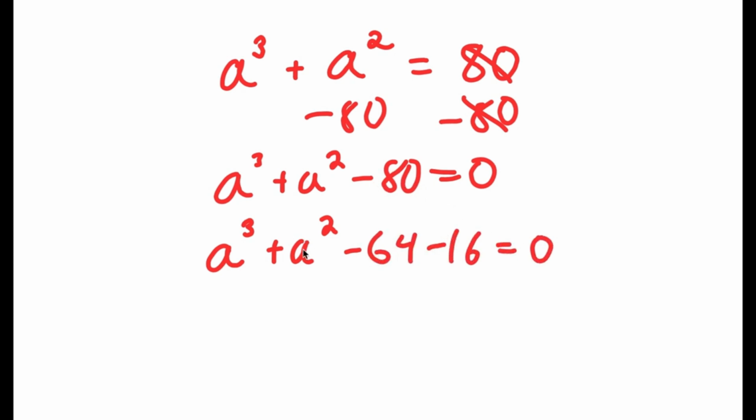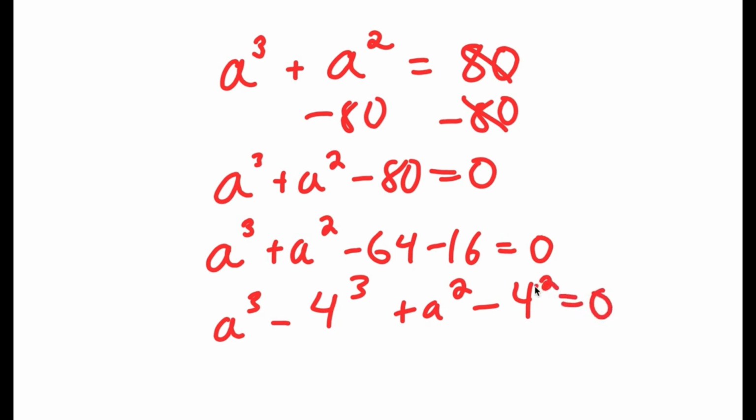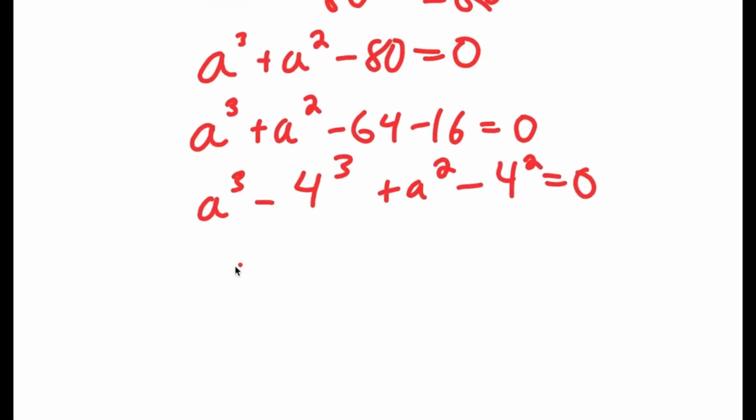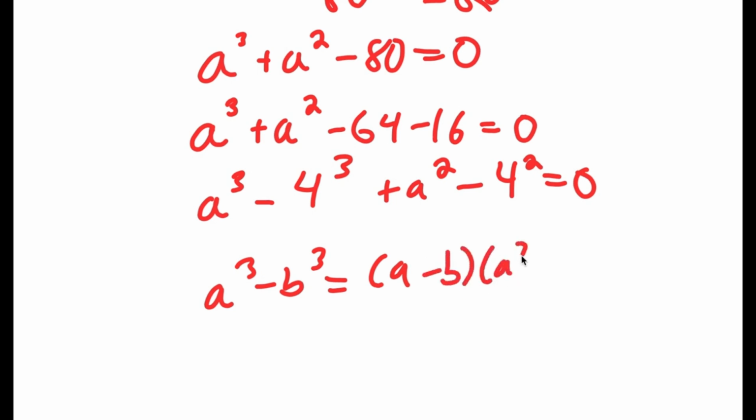And now, negative 64, I'm going to rewrite that as negative 4 to the power of 3. So I have a to the power of 3 minus 4 to the power of 3 plus a squared minus 16, I'm going to rewrite as 4 squared. Now, if I have something in the form a to the power of 3 minus b to the power of 3, this is going to equal a minus b times a squared plus ab plus b squared.